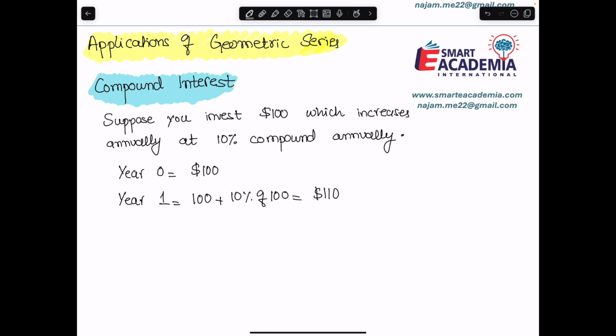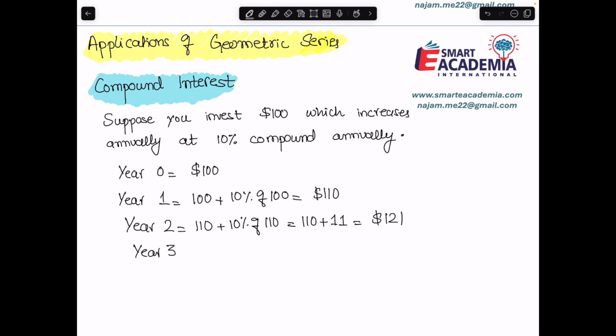Now things start to change after year 2. What happens after year 2 is that it will be 110, plus not 10% of the principal value, but 10% of the previous value, which is 10% of 110, which is basically 11. So the answer is going to be 121. Similarly, for year 3, I need to add 10% of 121, the previous term. And if you put this in the calculator, you'll get 133.10.